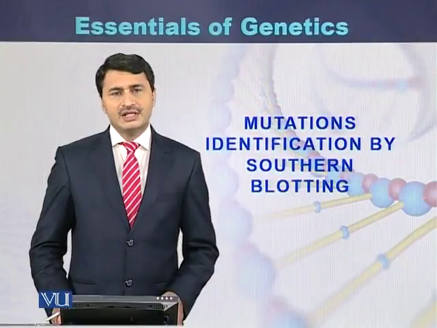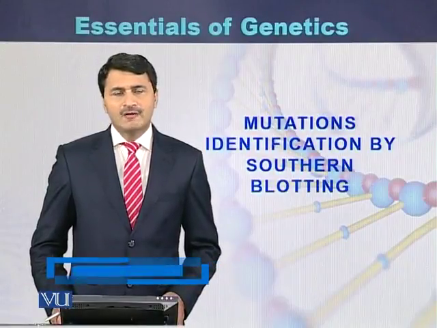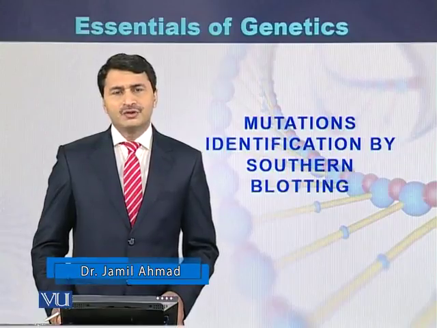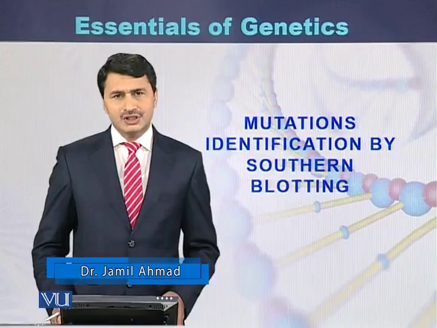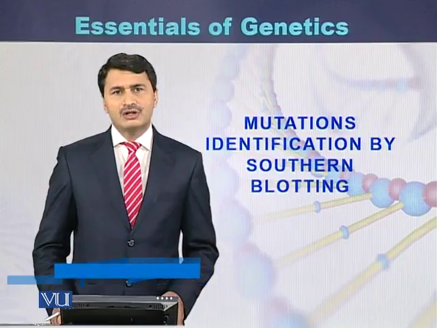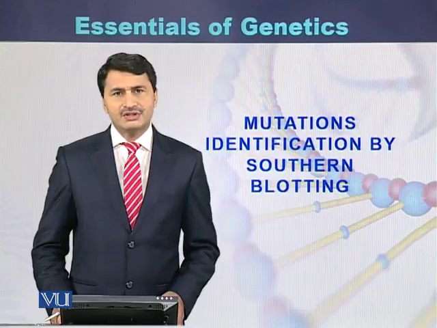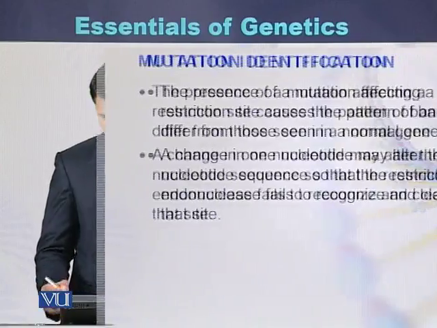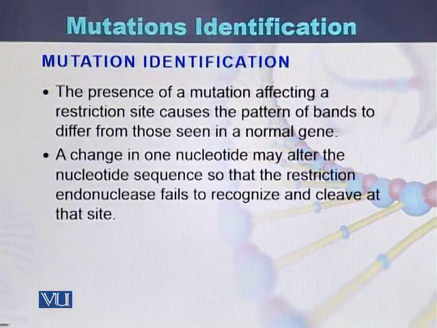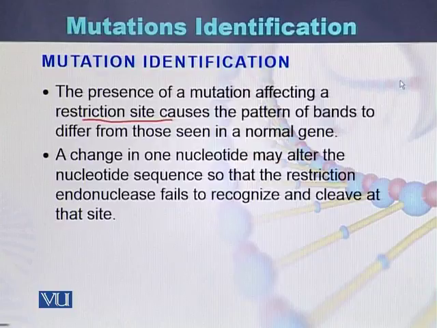Mutations identification by Southern blotting. One of the most common uses of Southern blotting is to identify mutations or single nucleotide polymorphisms in different genes of humans. How is a mutation identified? The presence of a mutation affecting a restriction enzyme site causes the pattern of bands to differ from a normal gene.